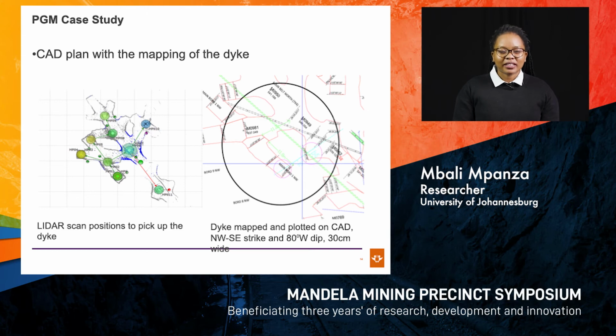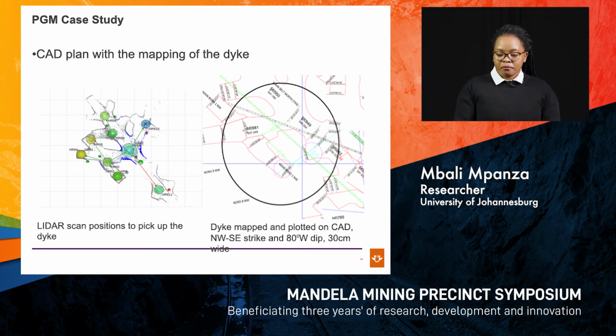On the platinum mine that we visited, we picked up a prominent dike, which is 30 centimeters wide, striking northwest-southeast and dipping 80 degrees to the west. That is the picture you see on the right-hand side. On your left-hand side is the scanned layout of the exact same area. The blue, green, and lime circles are the different scanned positions where the dike was picked up.